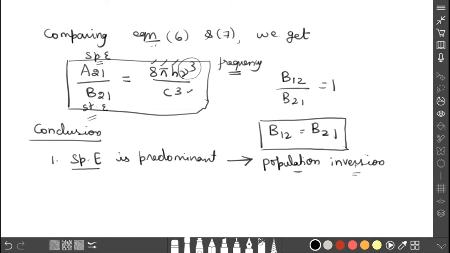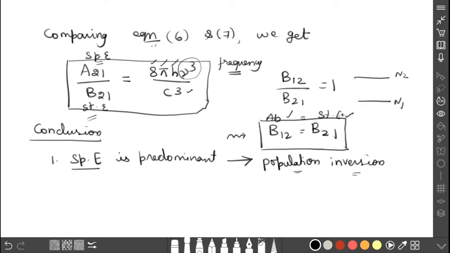The next result is B12 is equal to B21. What is B12? Absorption. So the rate of absorption should be equal to the rate of stimulated emission. When we pass the light, both will happen; both have the same probability. It depends upon the number of atoms. If more atoms are in the ground state, absorption takes place. If more atoms are in the excited state, stimulated emission takes place. This is the conclusion he arrived at.